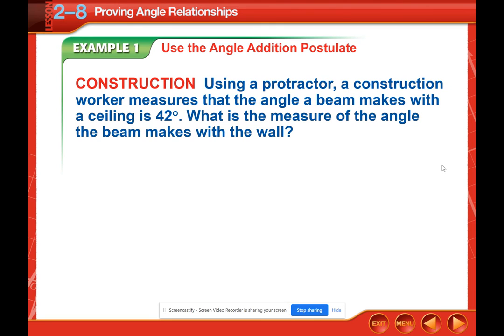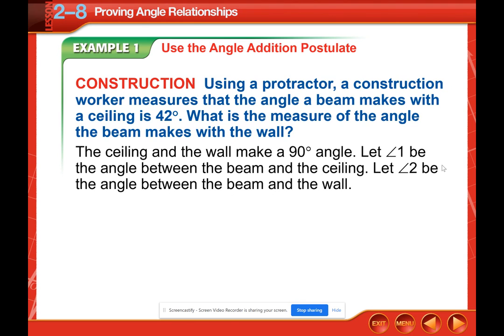Using a protractor, a construction worker measures that an angle a beam makes with the ceiling is 42 degrees. We need to determine the measure of the angle the beam makes with the wall. Normally ceilings and walls are at a 90-degree angle from one another. I think we'll make use of that information. The ceiling and the wall make a 90-degree angle. We'll let angle 1 be the angle between the beam and the ceiling, and angle 2 be the angle between the beam and the wall.